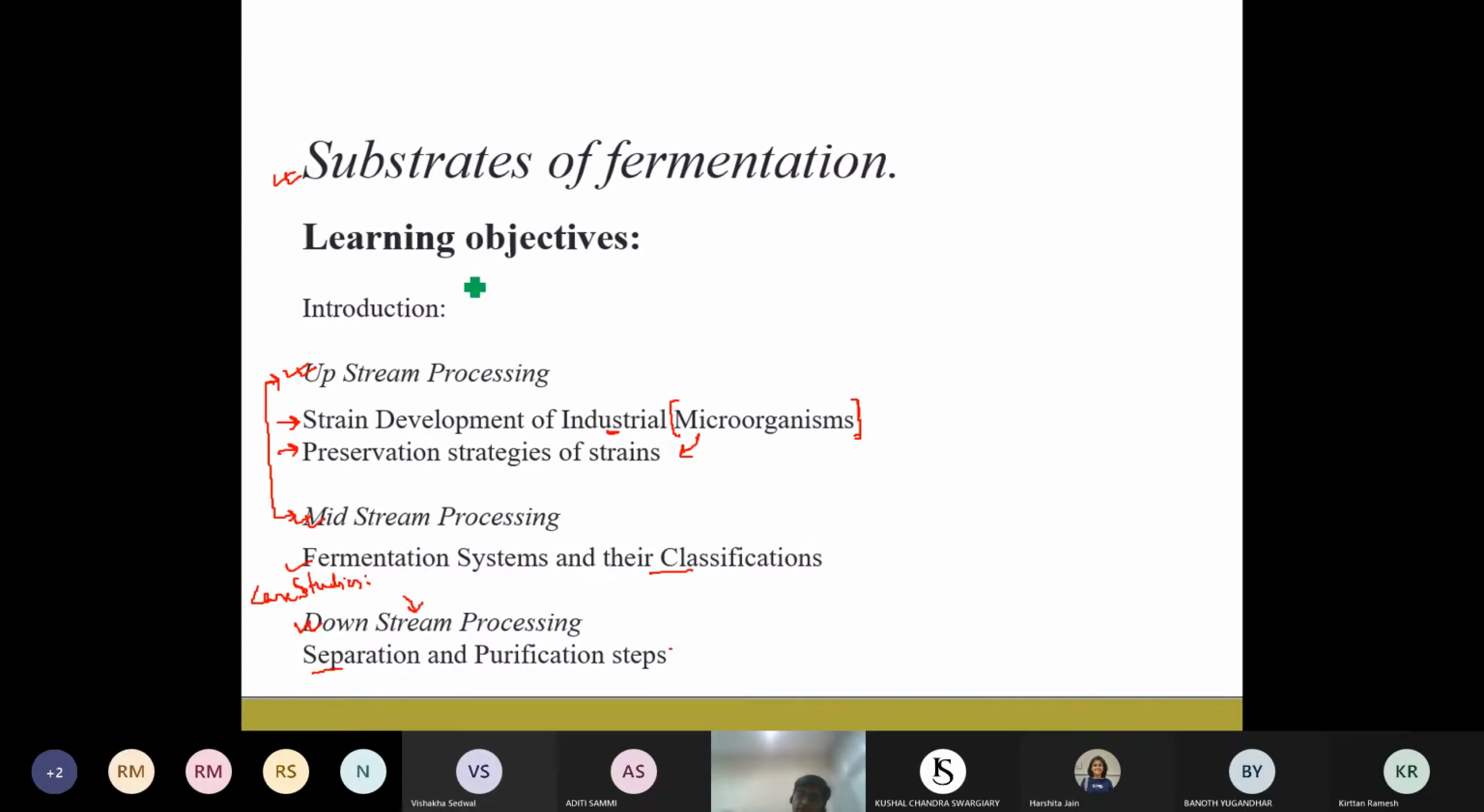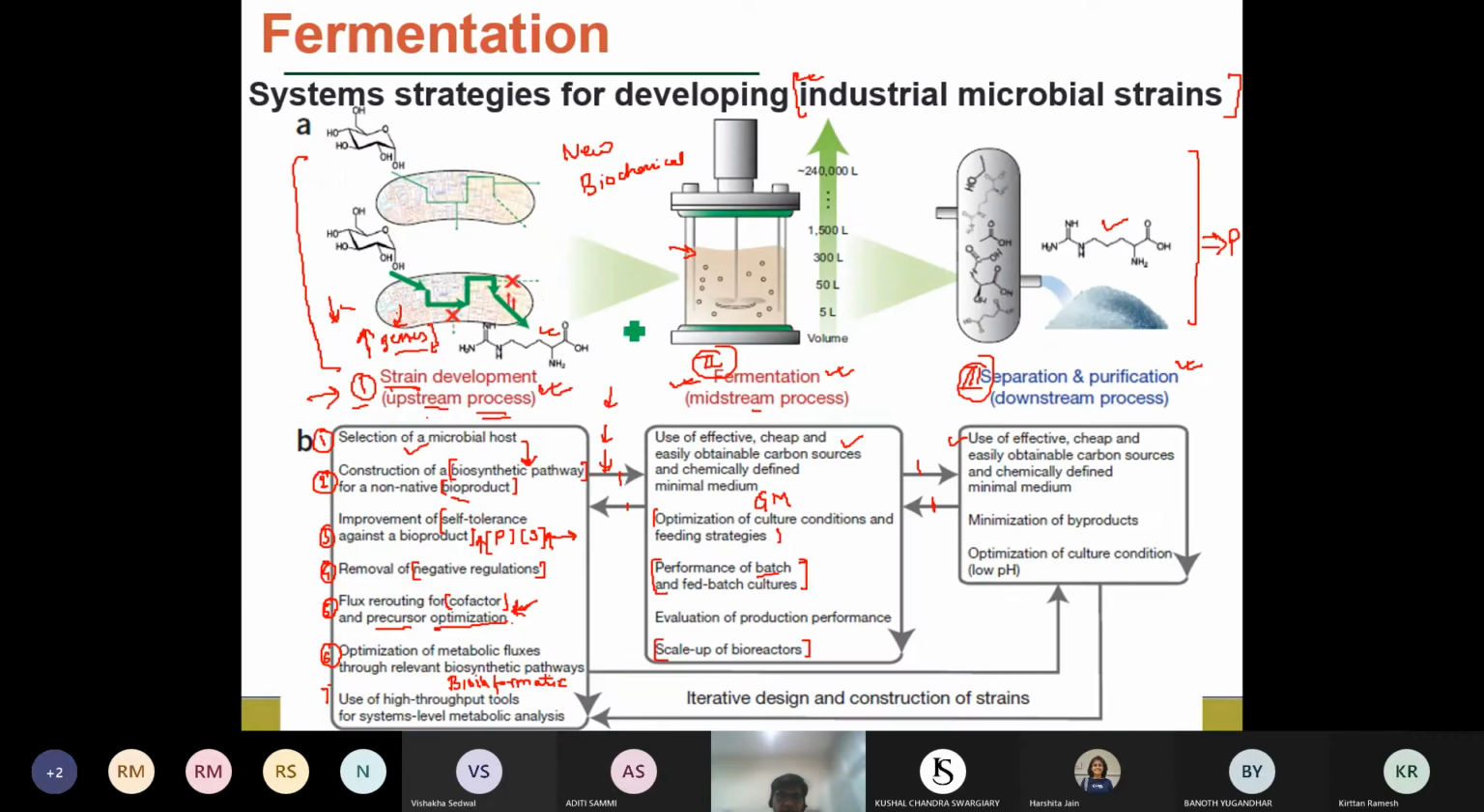Okay, so let us start our class today. Before that, we will briefly look into what we have been studying in the last class. In the last class, we looked into a brief overview of the upstream, midstream, and downstream processes, and we mainly focused on strain development. In the next 2 or 3 classes, we'll mostly be looking into the techniques and processes by which we can develop a microbial strain that can be used in a fermenter for the production of any biochemical.